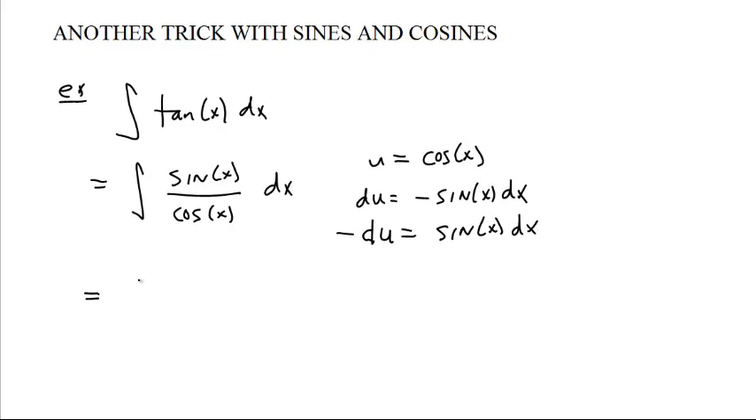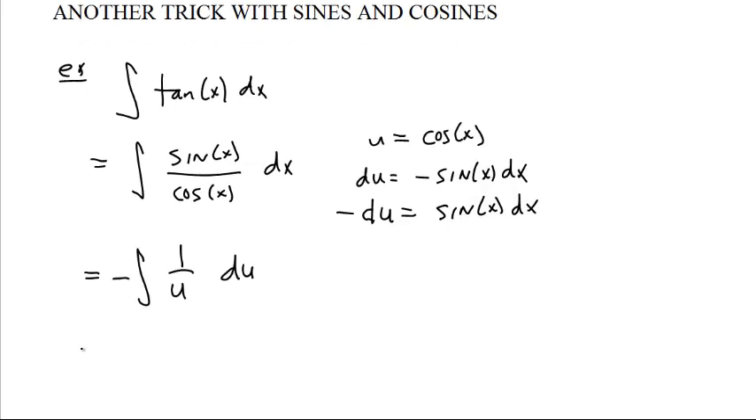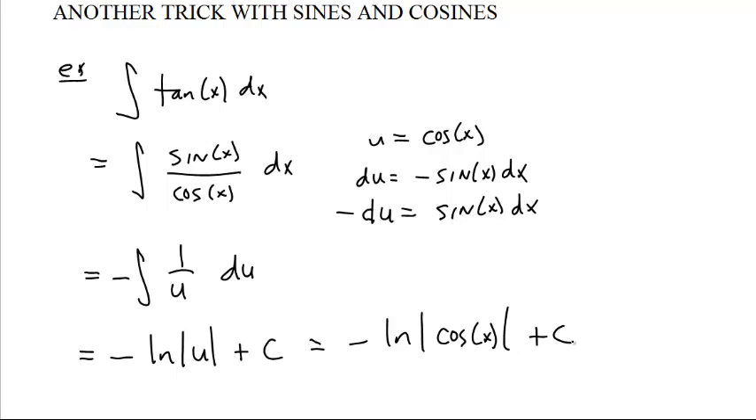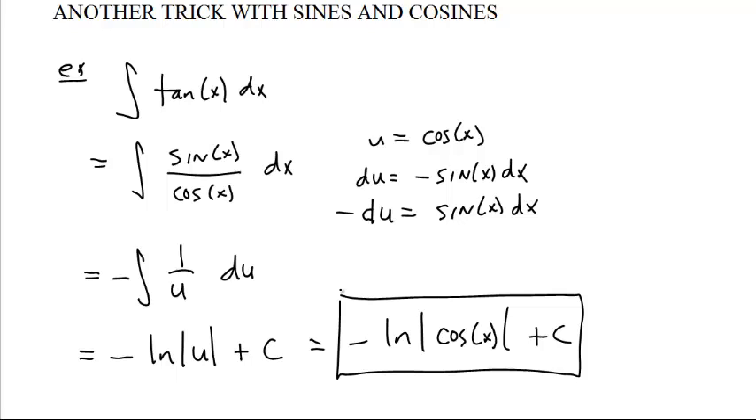So this turns into, put the negative out front, sine of x dx is du. 1 over cosine is 1 over u. And hopefully you're not thinking that you'll raise the exponent by 1. Hopefully you immediately say, oh my goodness, this is negative the natural log of the absolute value of u plus c, which is negative the natural log of the absolute value of cosine of x plus c. And I think that is a perfectly lovely answer.